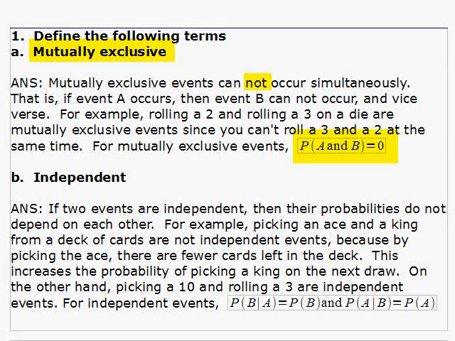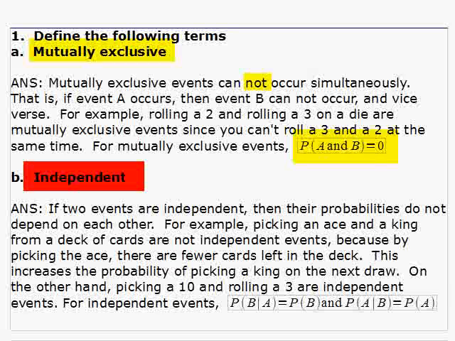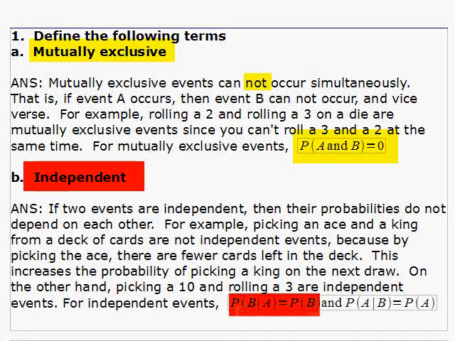The second is the concept of independent. 2 events are independent if their probabilities do not depend on each other. The example here is if you pick an ace and a king from a deck of cards, they're not independent, because after you pick the ace, there are fewer cards in the deck. Right? So there's an effect on the king I'm picking. But now what if you pick a 10 and roll a 3? Those are independent events. If the events are independent, then the probability of B given A is just the probability of B. A doesn't matter. Or it could be written like this: the probability of A given B is just the probability of A.